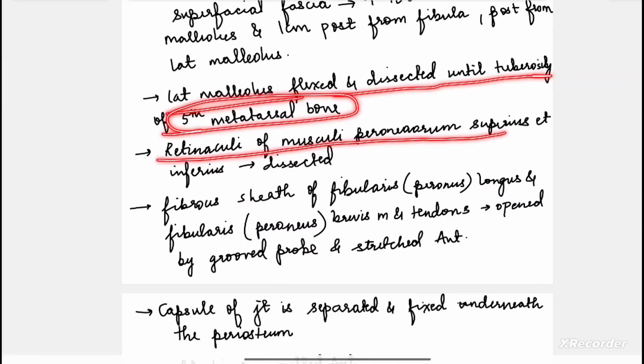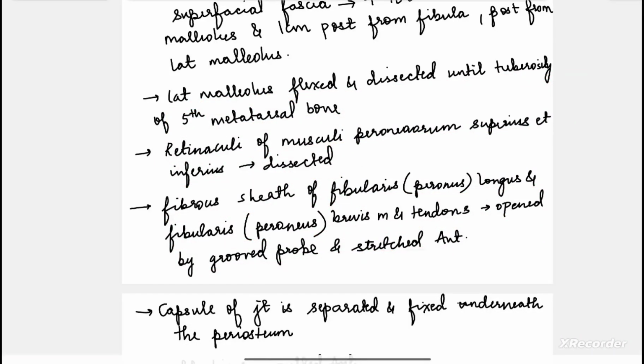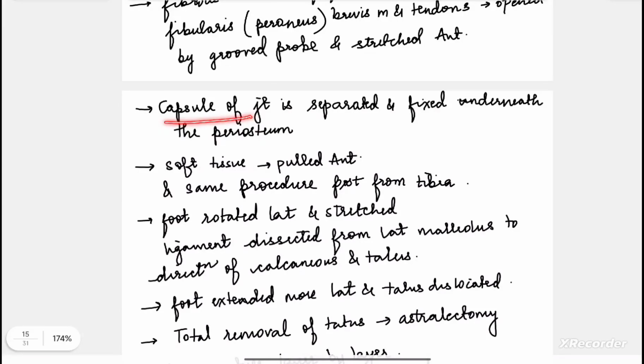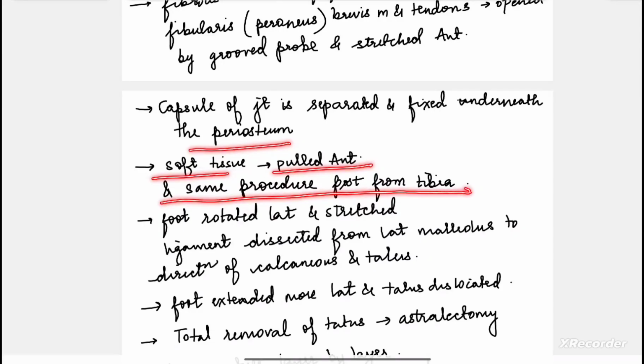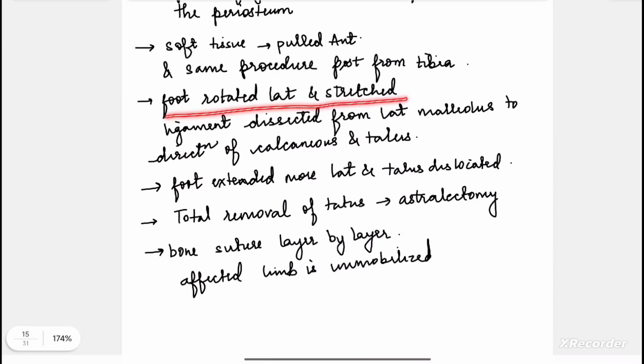Retinacula musculorum peroneorum superius et inferius is dissected. Fibrous sheath of fibularis peroneus longus and fibularis peroneus brevis muscle and tendons are opened by grooved probe and stretched anteriorly. Capsule of joint is separated and fixed underneath the periosteum. Soft tissue is pulled anteriorly and same procedure posterior from the tibia. Foot is rotated laterally and stretched.